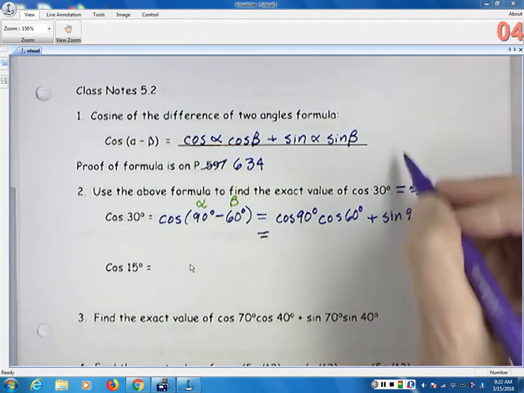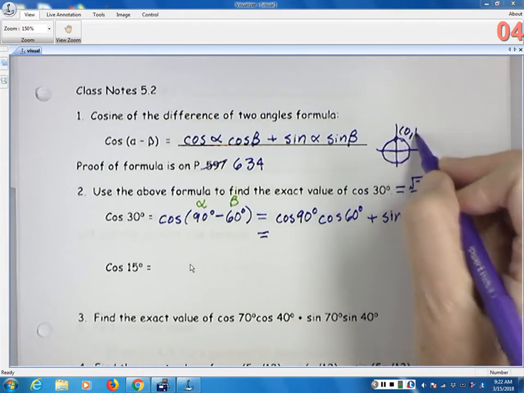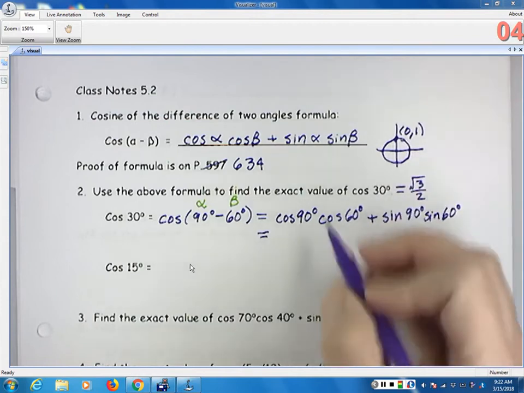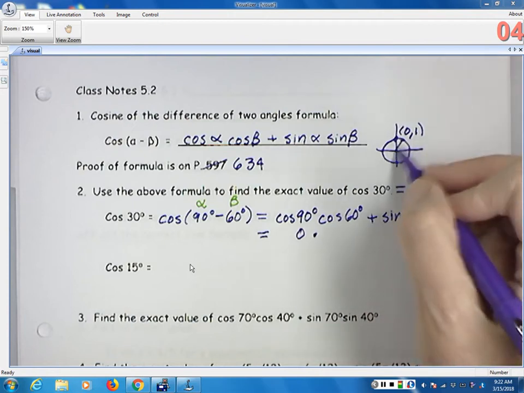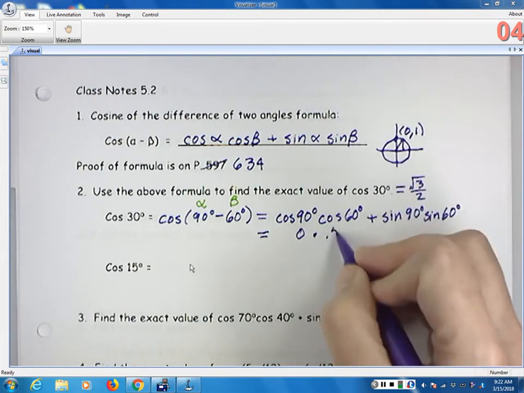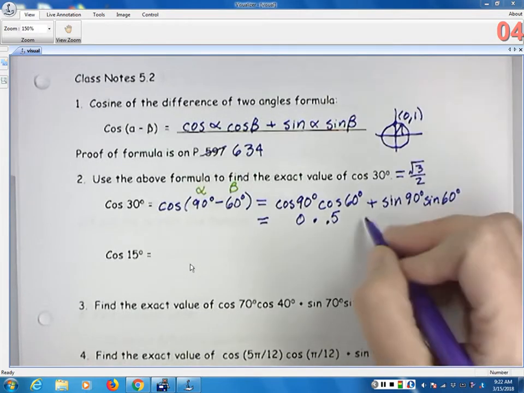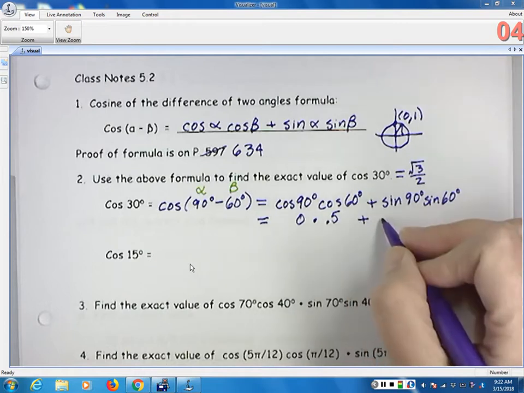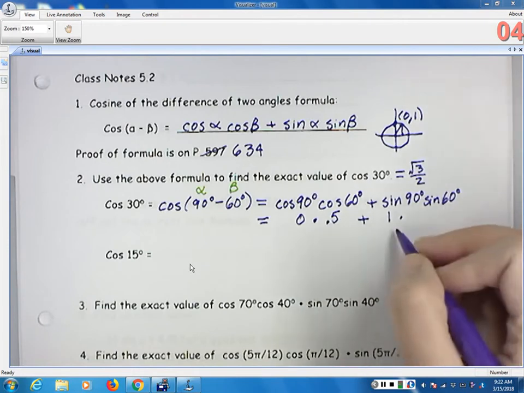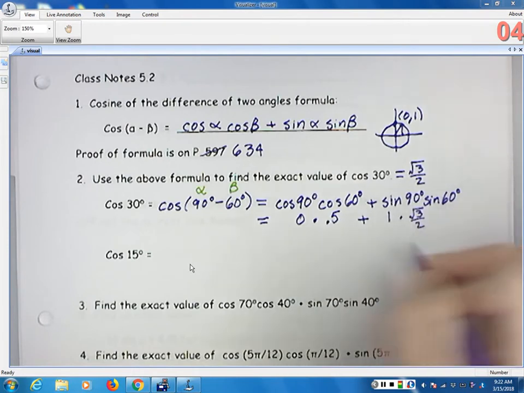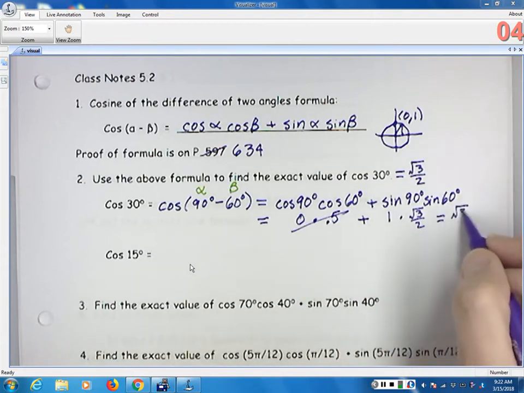if you're up at 90 degrees on the unit circle, here's a sketch of the unit circle, 0, 1. Cosine of 90 degrees is 0. Cosine of 60 degrees, that's the short side, is a half. I wrote 1/2 on my paper, but I put 0.5 here. Okay, and guess what? Sine of 90 is 1, and sine of 60 is square root of 3 over 2. But this actually does work. This cancels. 0 times anything is 0, and you get the square root of 3 over 2.